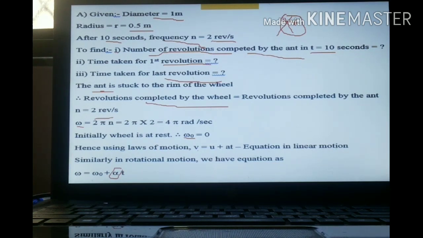So what we will be doing? First of all, we will look at the linear equation v is equal to u plus at. We will be using this equation. This is in linear motion, and we will substitute the terms according to angular motion. So v, the final velocity, can be replaced by omega, the final angular velocity. u, the initial velocity, can be replaced by omega 0, the initial angular velocity. a is the linear acceleration; alpha, which we want to find out, is the angular acceleration, and t is the same.